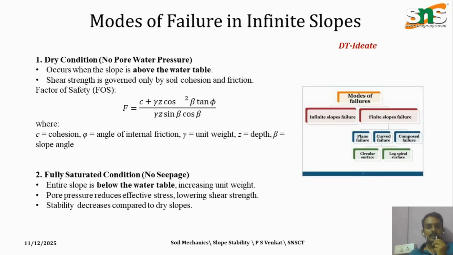The last condition is cohesive or clayey soils. Here stability mainly comes from cohesion, but long-term exposure to water causes loss of suction, softening and even progressive failure. Hence, even though cohesive slopes look stable initially, they may fail slowly over time due to weathering and seepage of soil.